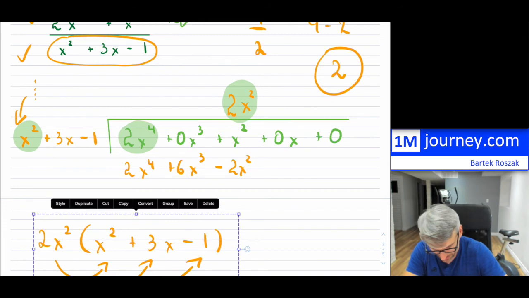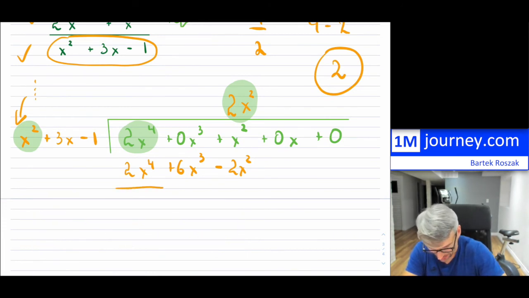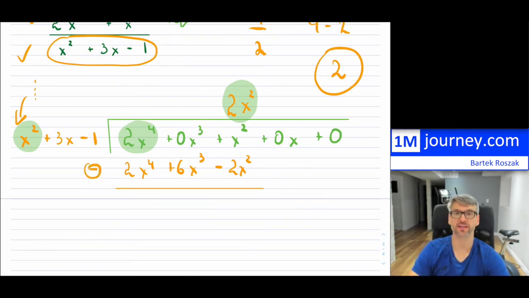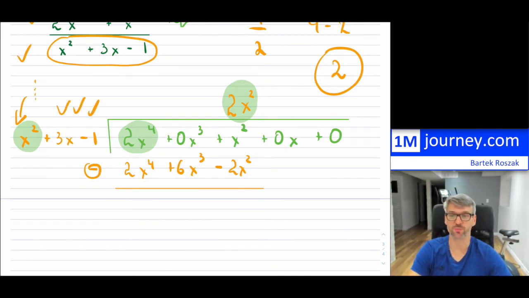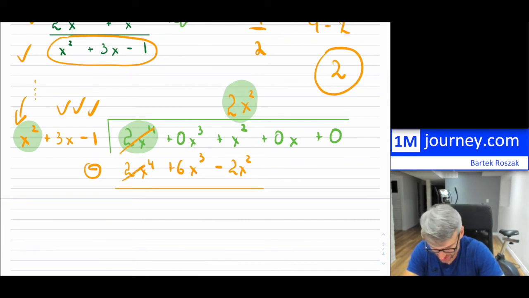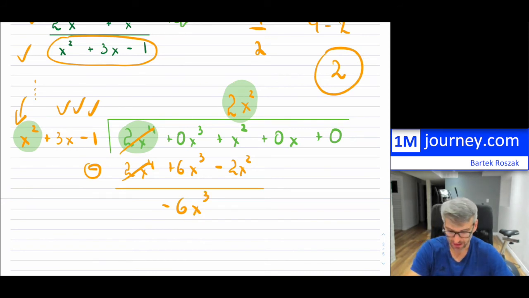Now, I'm going to subtract. Something interesting is going to happen, and that's because our divisor has 3 terms. In the subtraction, notice this cancels. Now I have 0x cubed minus 6x cubed. That's why that was important for us, at least for me, the way that I like to set it up so that I see it. And then x squared minus negative 2x squared, so that's going to be plus 3x squared. That's what we get there.